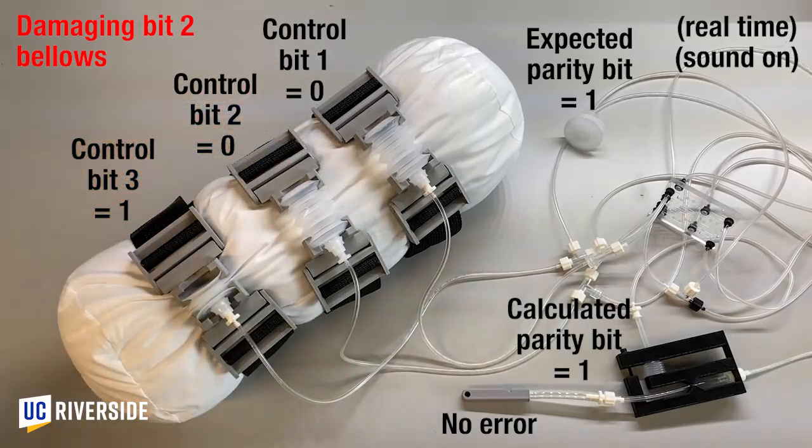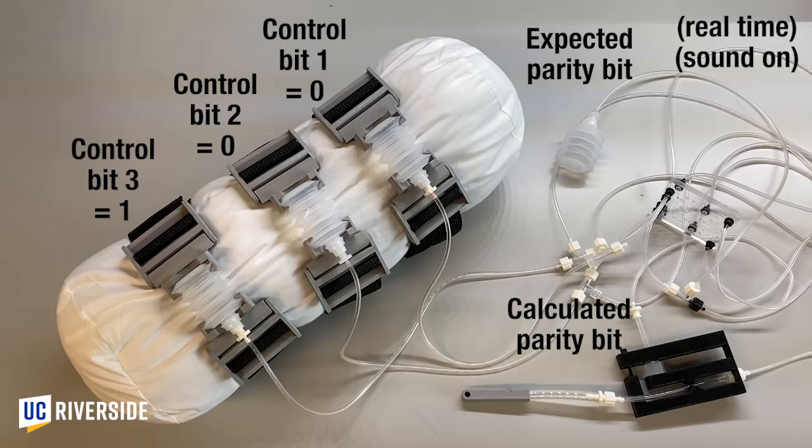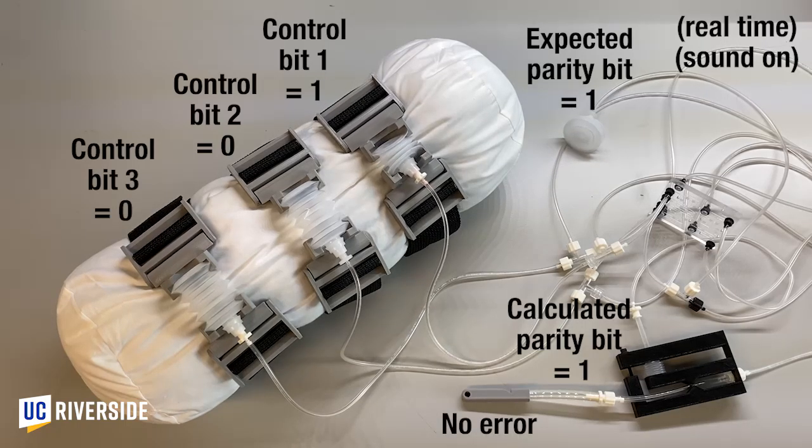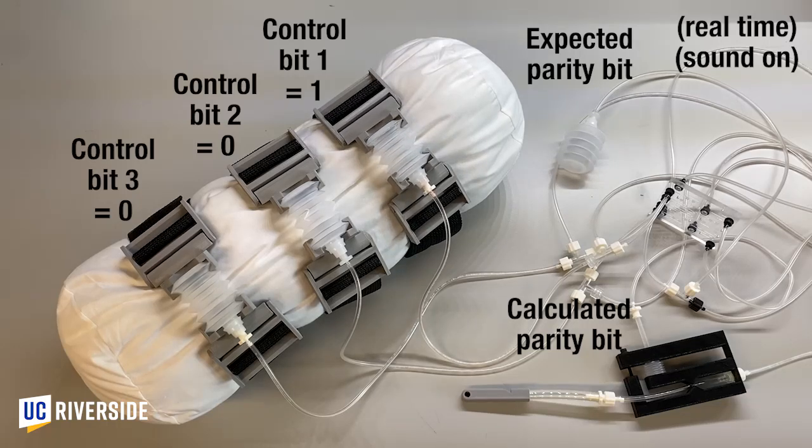When the controller tries to apply vacuum to control bit 2 in the next step, that vacuum is vented through the puncture in the bellows. This causes the pneumatic error detector to calculate a parity bit of 0, which disagrees with the expected parity bit of 1. The resulting error signal from the error detector causes the whistle to be blown.